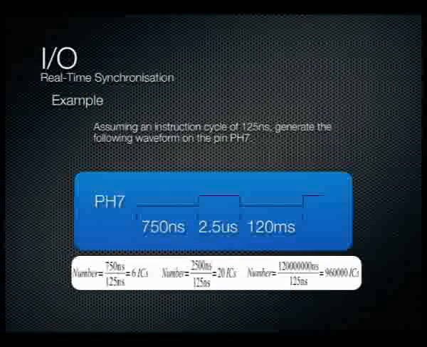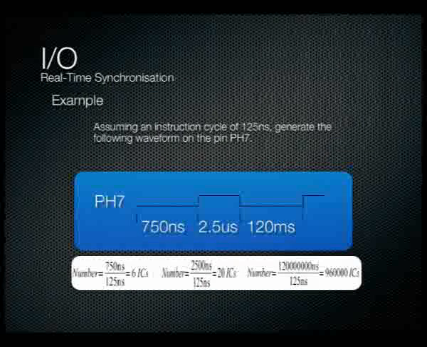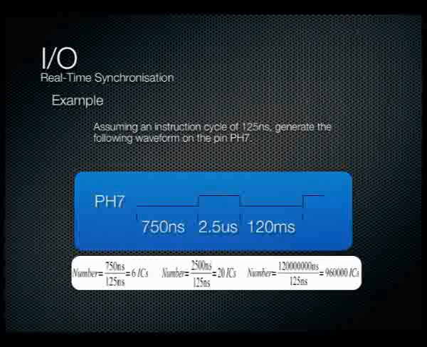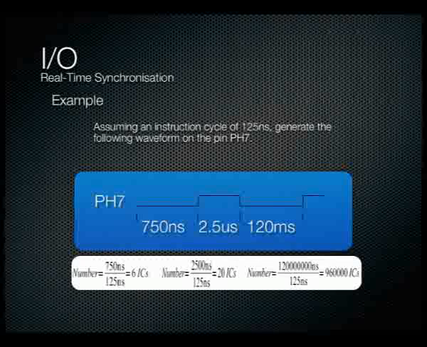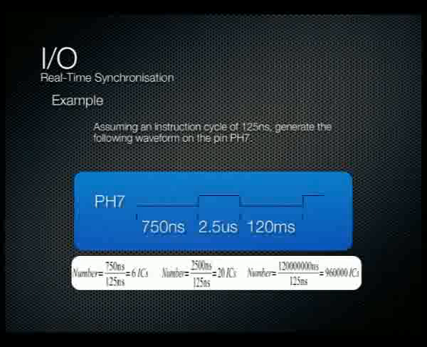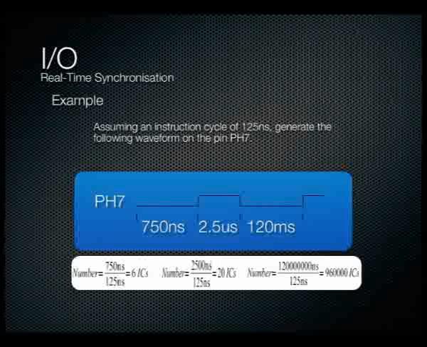So to give you an example of some real-time synchronization, let's say we want to drive port PH7 in this particular fashion. So we need it to be low for 750 nanoseconds, high for 2.5 microseconds, and low for 120 milliseconds. That's going to cause us to use all the different various mechanisms we've talked about. First one, we've got 750 nanoseconds. We divide that by our instruction cycle, which with our processor is 125 nanoseconds, which tells us that we need 6 instruction cycles to enforce that delay.